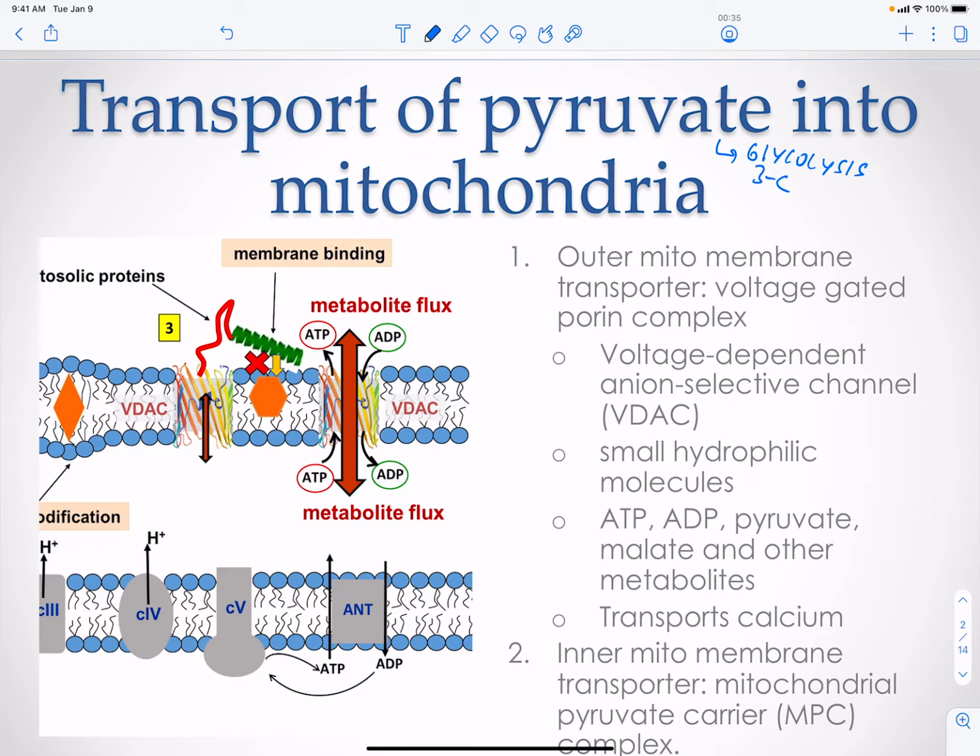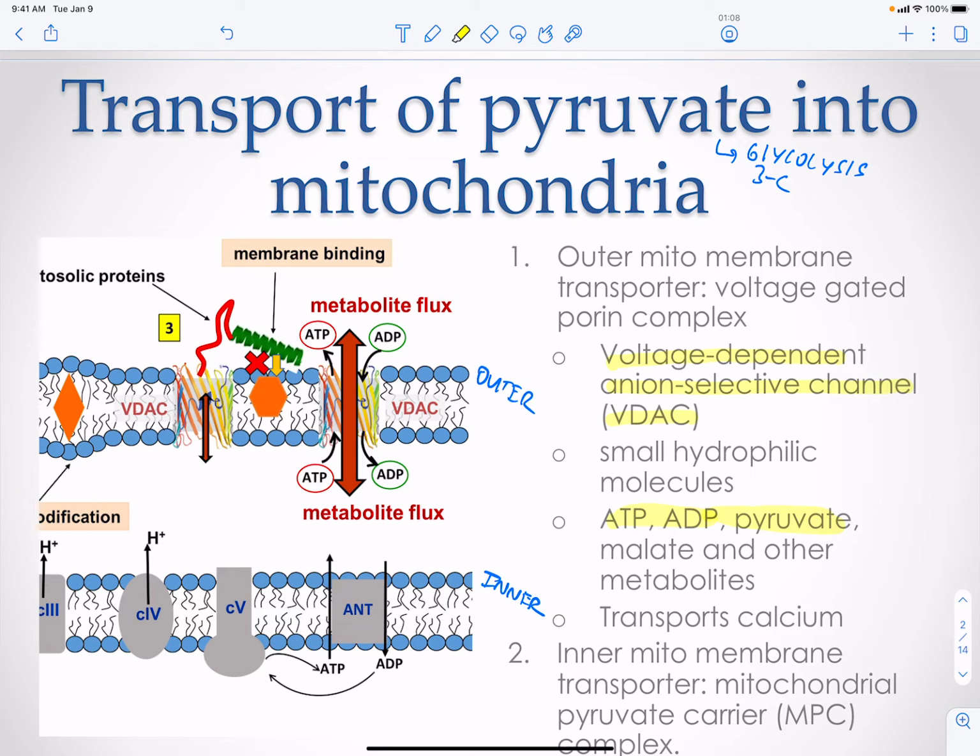Now, in the mitochondria, we are going to have our outer membrane and an inner membrane. And on the outer membrane, you are going to have a voltage-dependent anion-selective channel, the VDAC, and small hydrophobic molecules will be let in, as well as you're going to have transport of ADP, ATP, pyruvate, which is what we're interested in, as well as other metabolites.